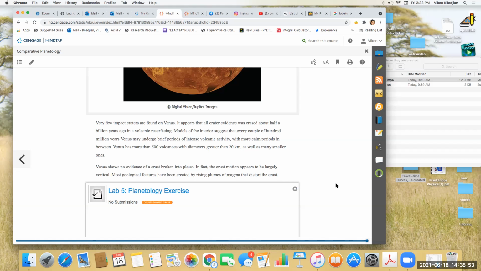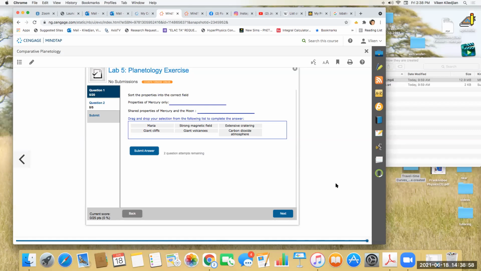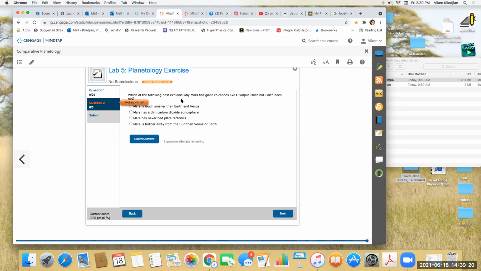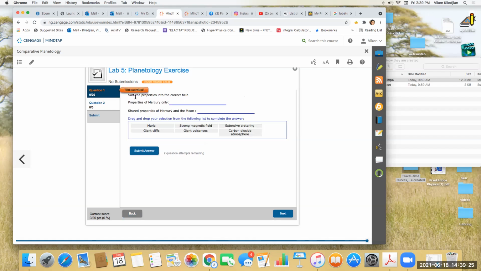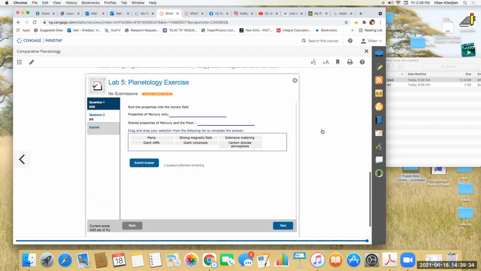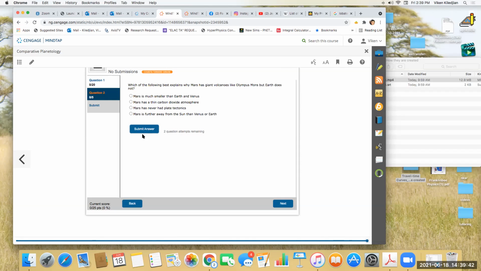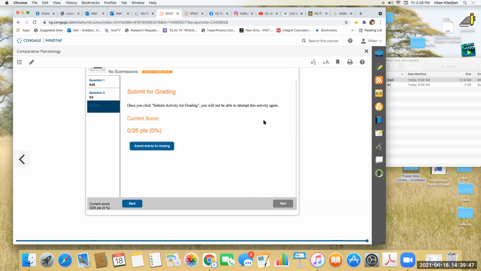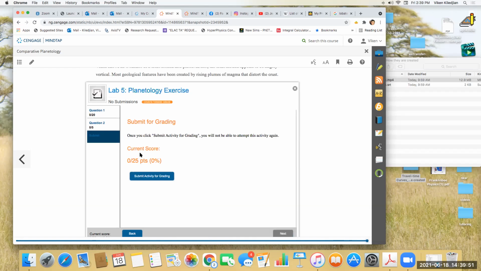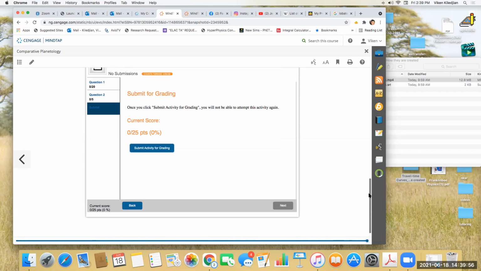Okay, start. Sort the properties into the correct field. Properties of Mercury only, you can just sort them here. Shared properties of Mercury and the Moon, you can put those over here. And then that one is pretty much just doing it. So then question 2, let's see why Mars has a giant volcano like Olympus Mons. That one you can just take a picture of your final score, so it's not really based on anything that you do on top here. So just answer this, hit submit question 2, and then hit submit. And once you press next, it shows the score. That's all you need for that one. Just show the score, how many you got. I think that's it. Very interesting stuff.